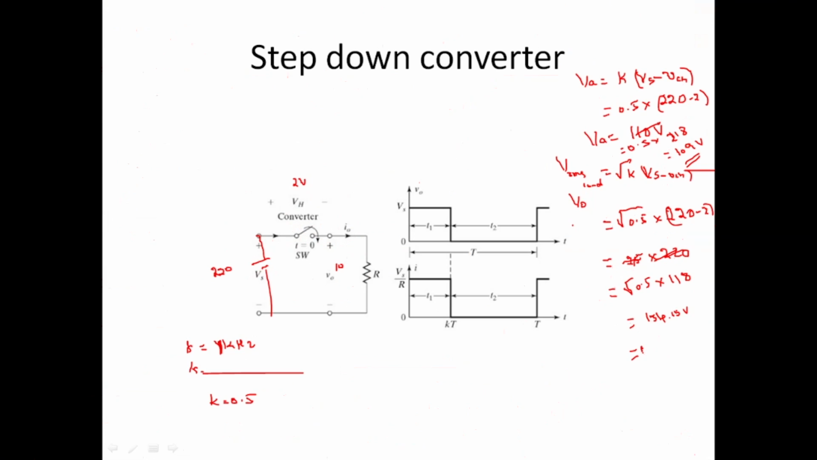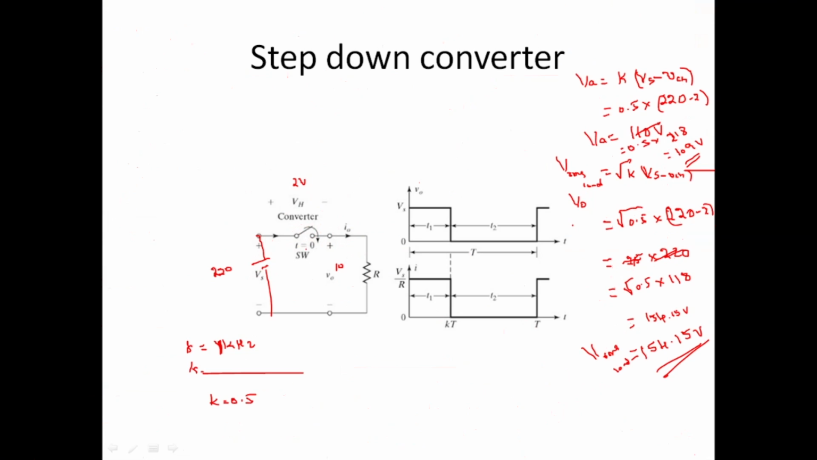How much? 154.15 volts. You can verify this in your calculator. So this is the RMS of the load voltage. The only difference here is, instead of Vs, we have considered Vs minus 2, because he is saying that there is a drop across this. Yes.